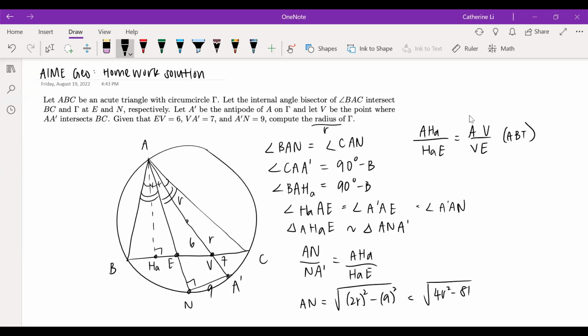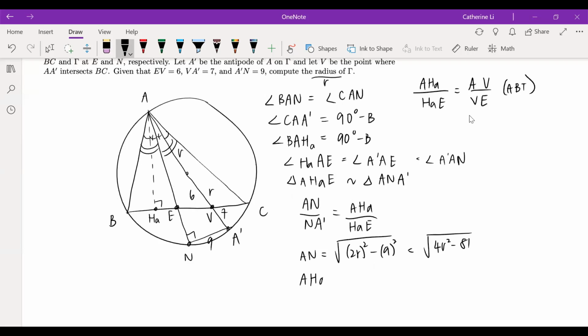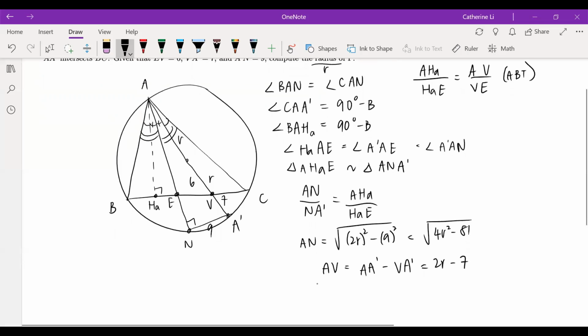Also, we have AV is equal to AA prime minus VA prime, which is 2R minus 7. And now we can use all of these ratios to solve for R. So the rest of this is not super interesting because it's just a quadratic and then we solve it for R, but we will go through it.